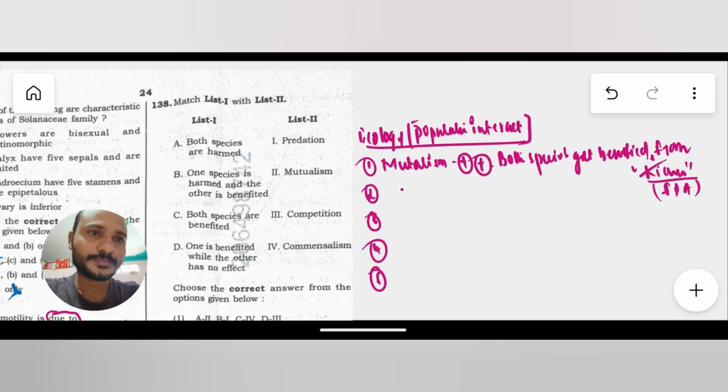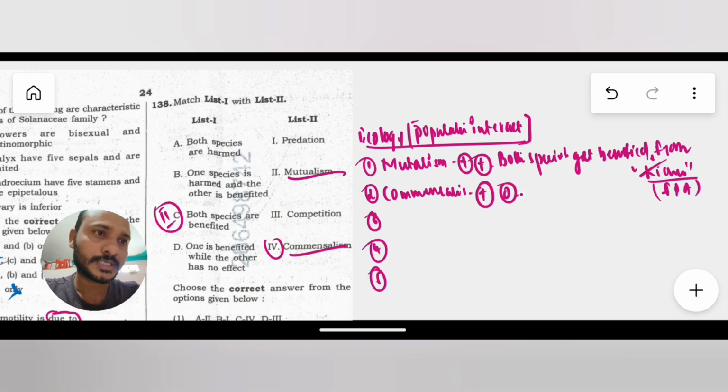Here, since both species are benefited, C is second. I am writing C is second. Then we take another important one, commensalism. In commensalism, one species gets benefited and the other species is unaffected. So we need to choose: one is benefited while the other has no effect. This relationship is called commensalism, so D is the fourth one.